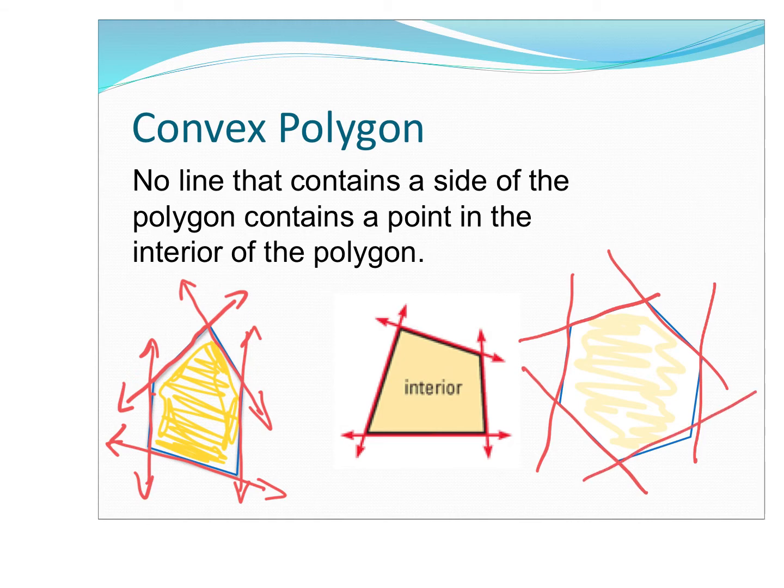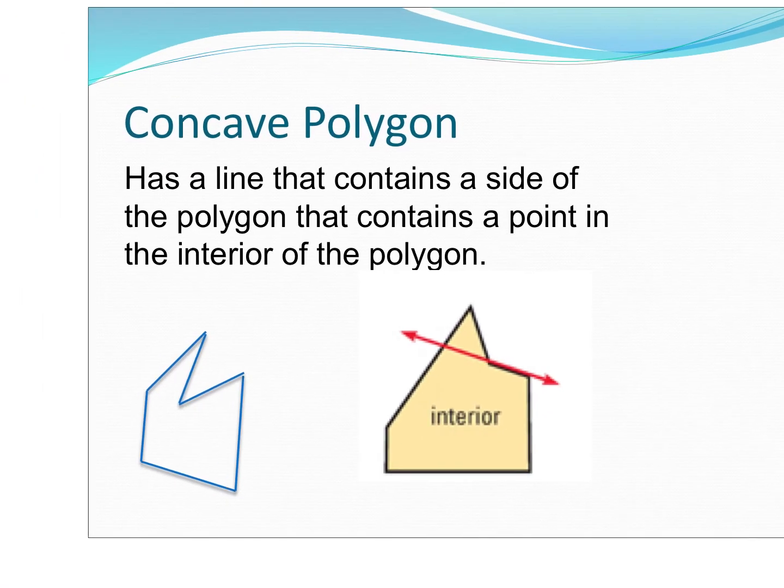Now we're going to see what I mean by having that line go inside it, and you'll see that when it's a concave polygon, which is the next slide. So when you have a concave polygon, it's going to have a line that contains a side of the polygon that contains a point in the interior of the polygon.